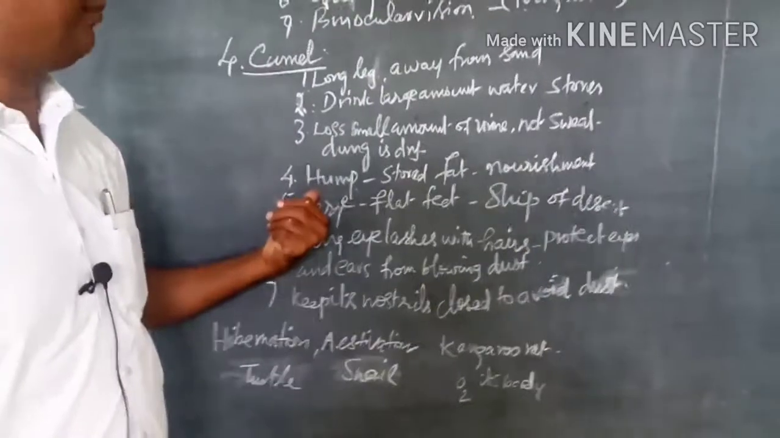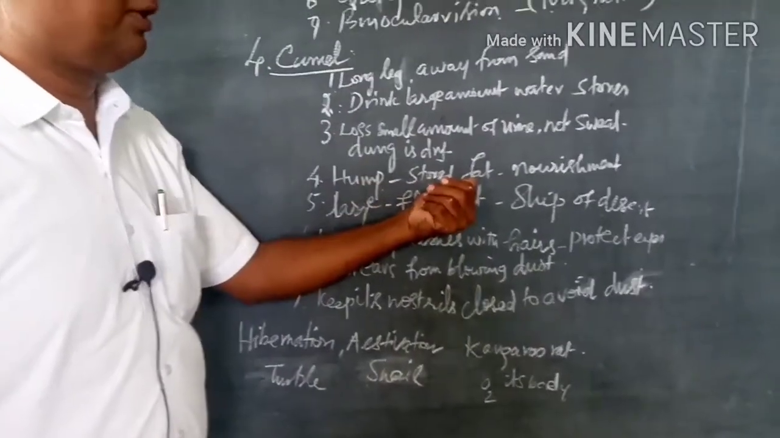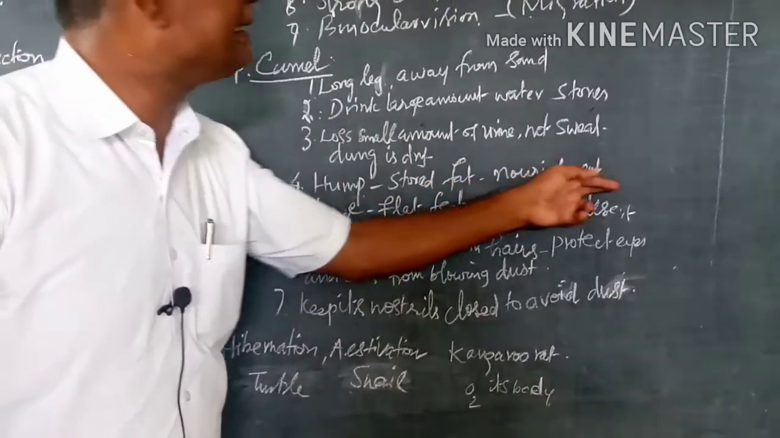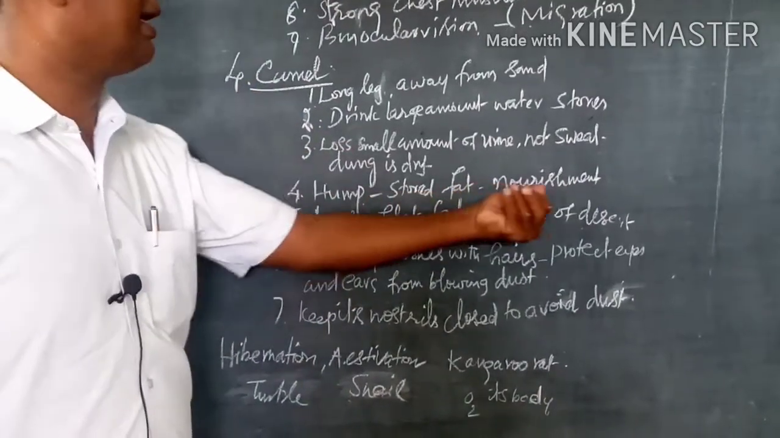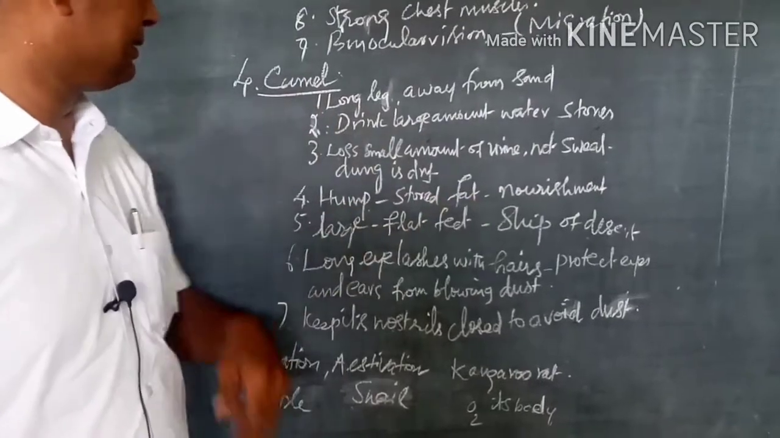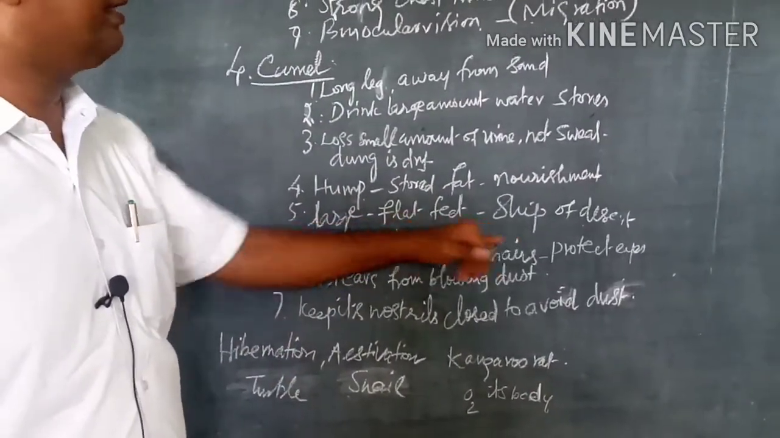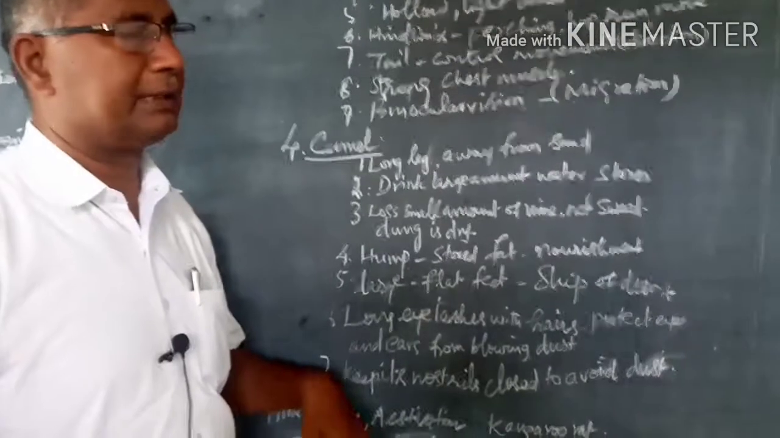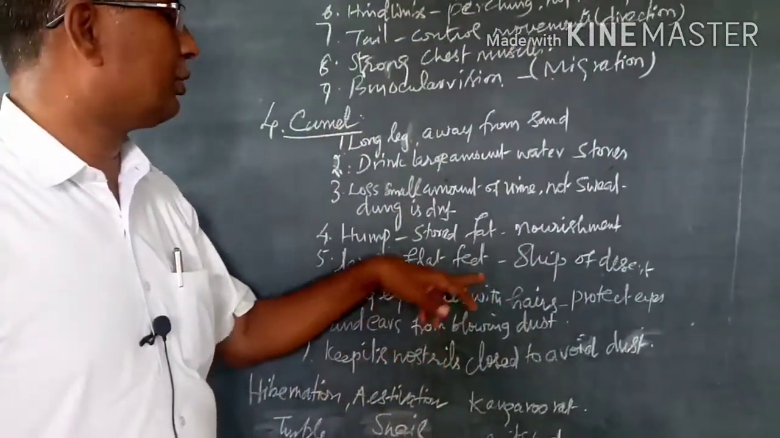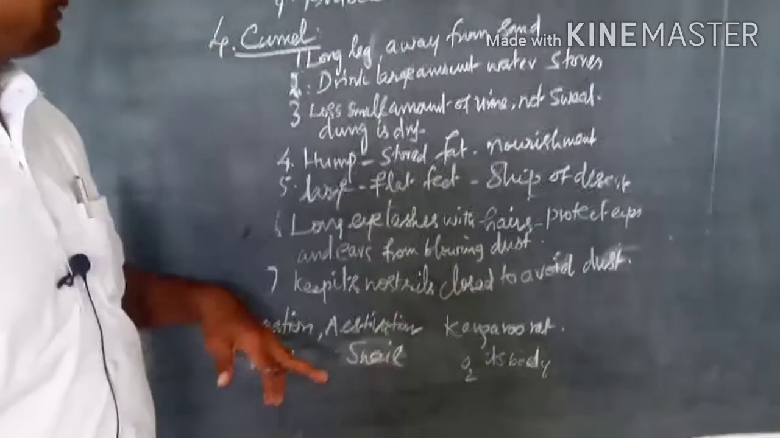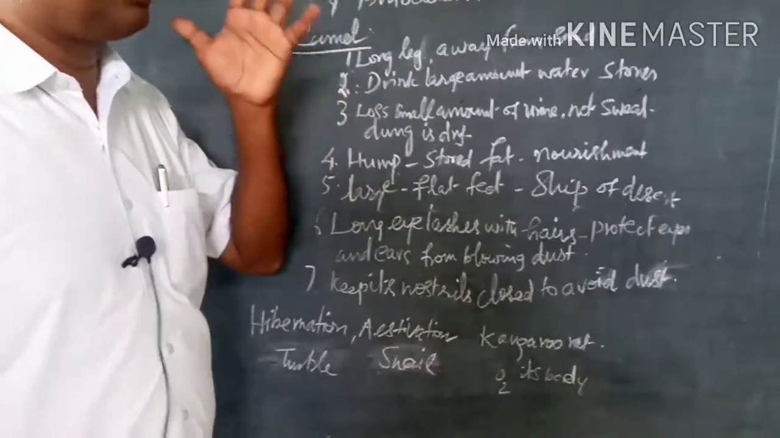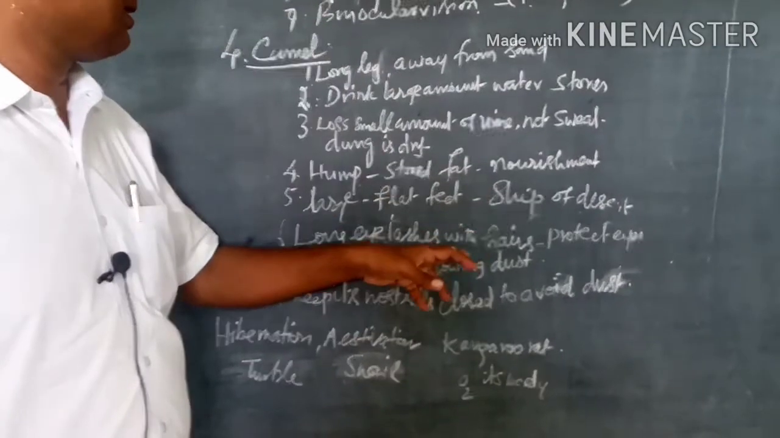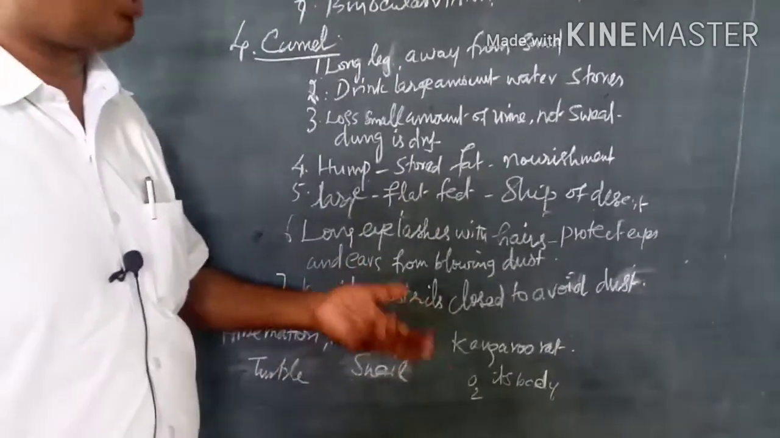The hump, you know the hump, stores fat. The fat is used during emergency conditions, which gives nourishment to the camel. They have large flat, paddle-like feet to walk on the sand of the desert for a long distance. That is why it is called the ship of the desert. Long eyelashes with hairs protect the eyes from the sand, and the ears from blowing dust. Understand? It keeps its nostrils closed to avoid dust.